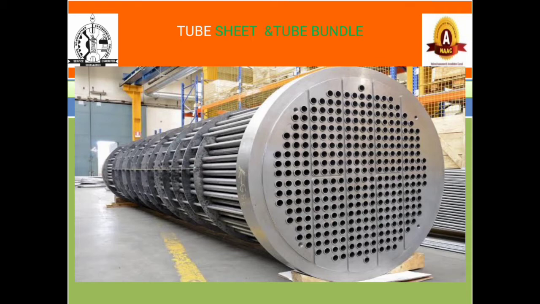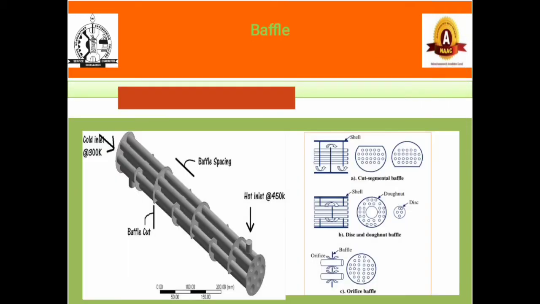Inside the bundle, in between the tubes, baffle plates are welded to avoid vibration and also to provide strength to the tubes. The tubes are welded on a tube sheet at both ends. Tube sheet is nothing but a circular plate in which tubes are welded according to a standard layout.